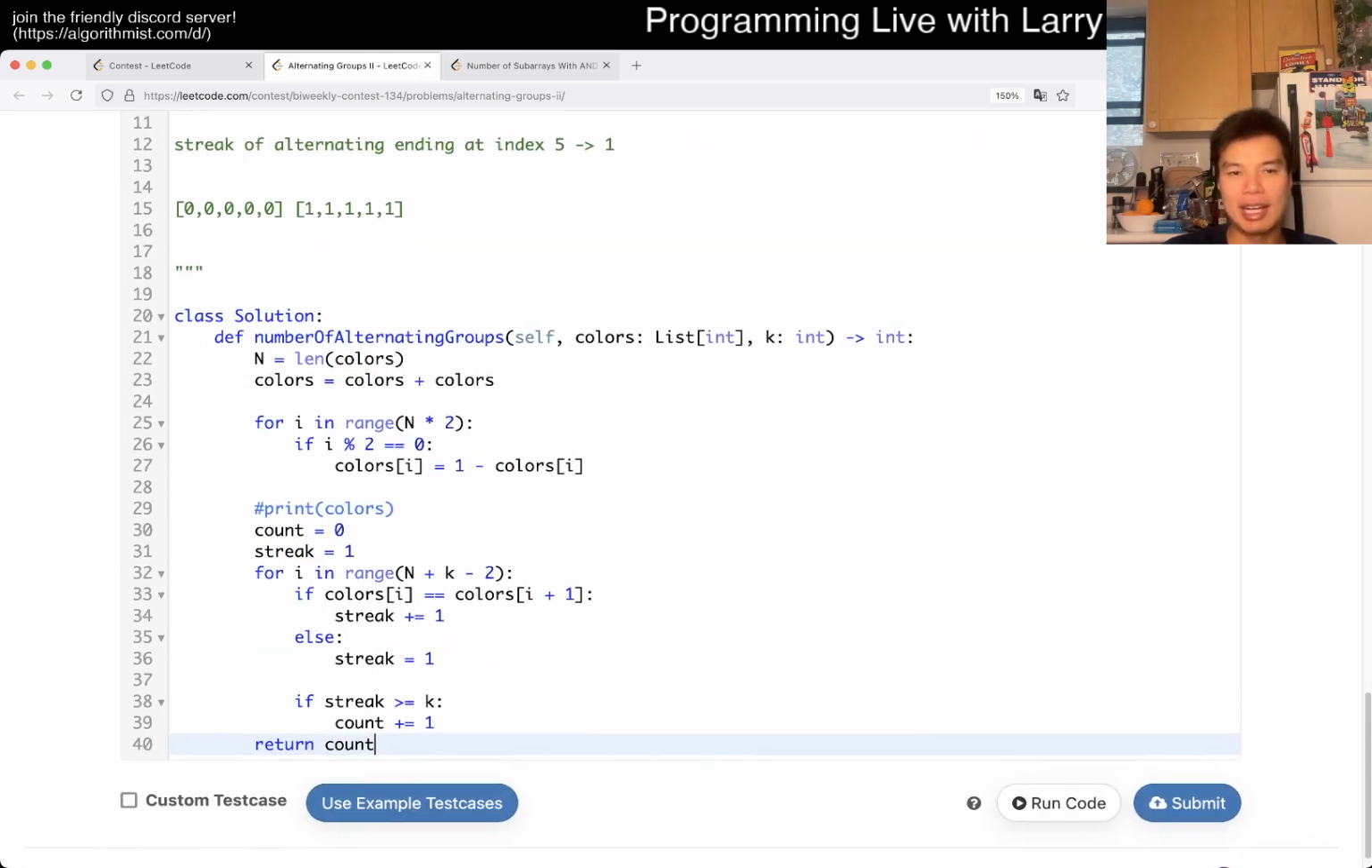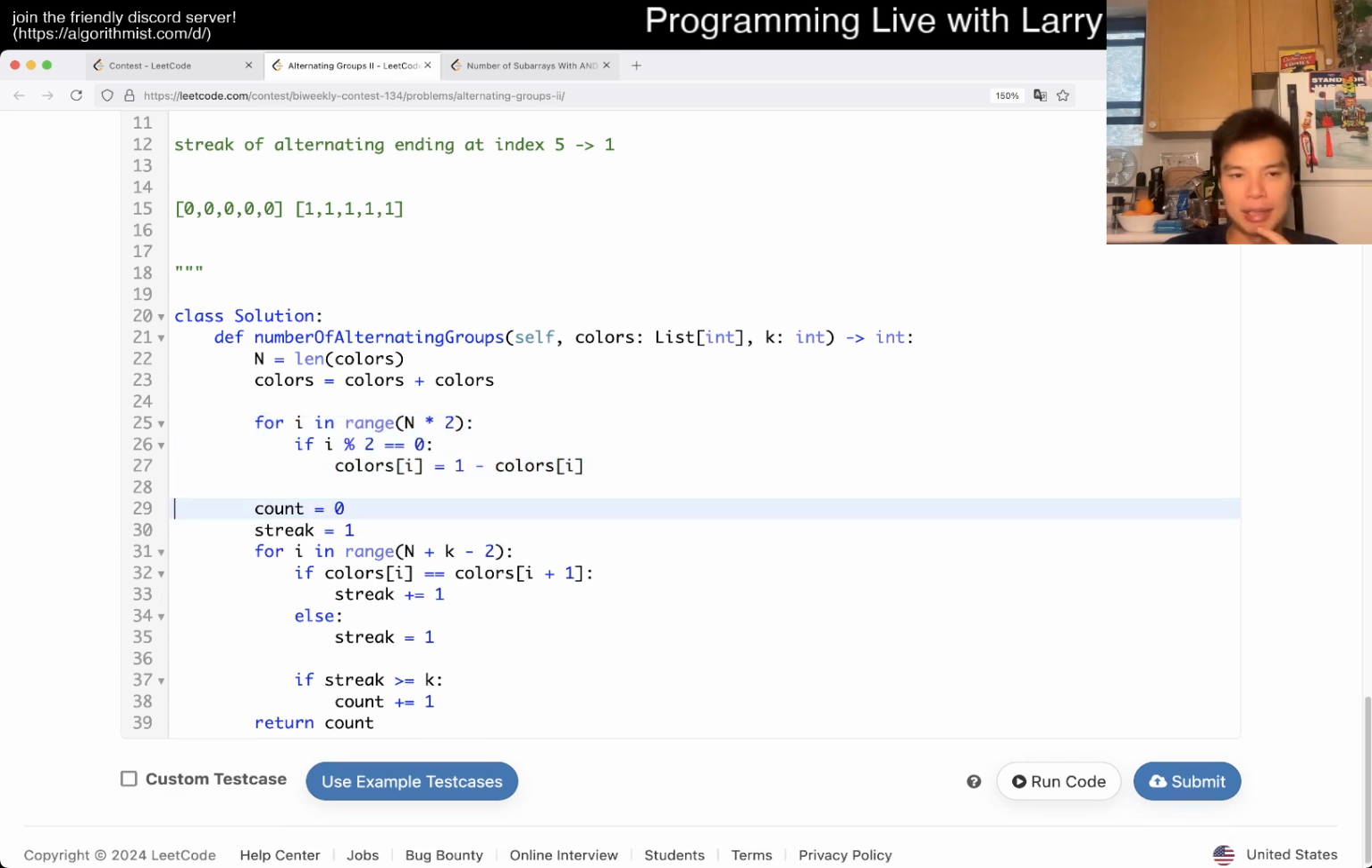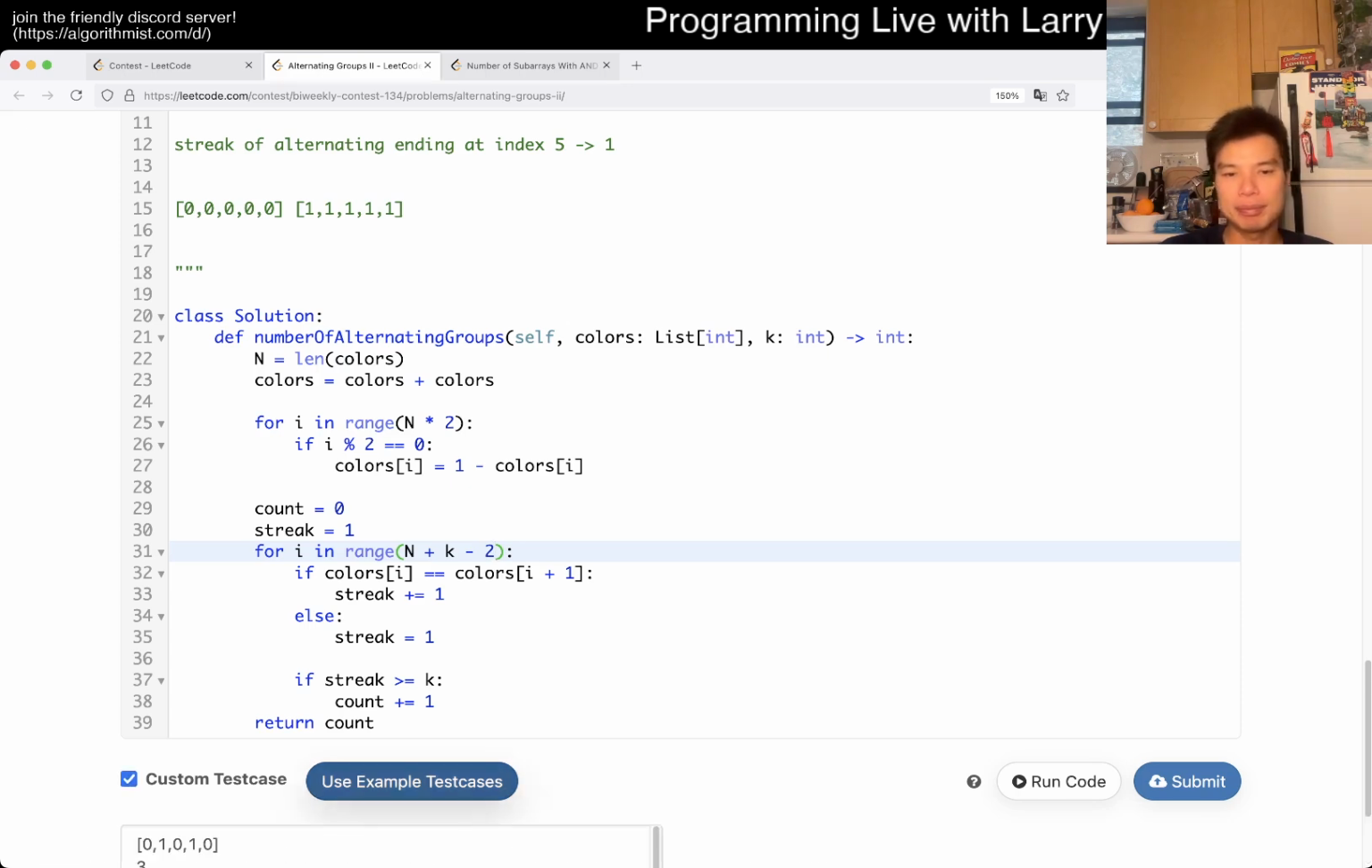So n is equal to, I doubled it up, I made every other one flipped. I don't think this is necessary, but I'll say the reason in a second. I converted everything to alternating, and then I just count the streaks. If the streak is greater than or equal to k, I increment, and that's it. Keeping in mind that we only go up to n plus k minus 2, because the last element is going to be n plus k minus 1, and at least the way that I did it, I look at the next element, not the previous element, so that's why it's a little bit this way.